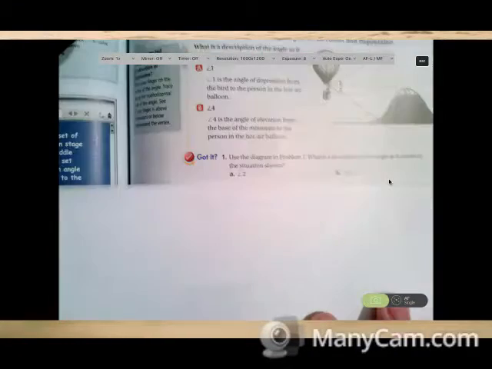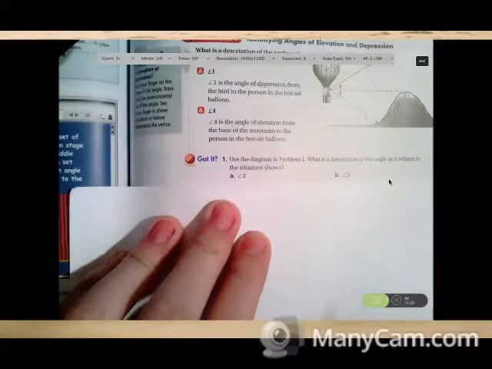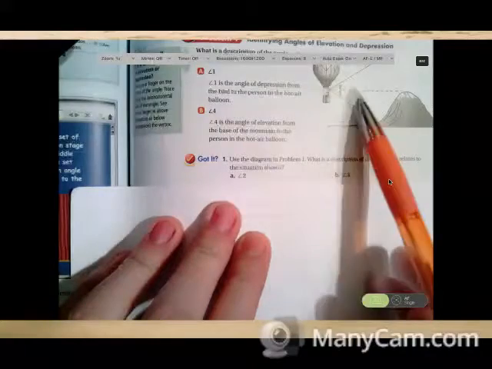So why don't you try the got it? They want you to look at angles 2 and 3 of this diagram.